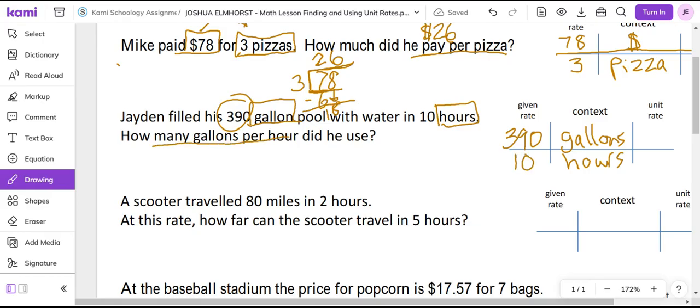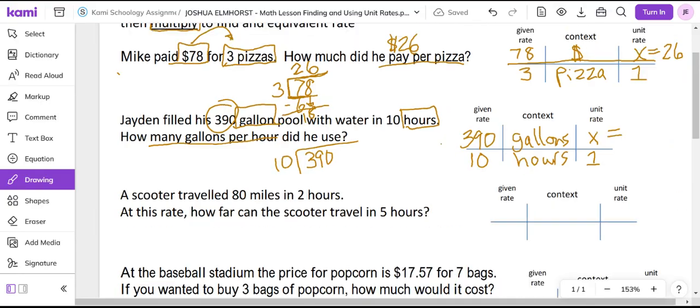So how many gallons per hour? So per hour means we're going to put a 1 down here. And then how many is our X, the unknown? So 1 times 390 divided by 10. Cross products is going to show us that we do need to divide. So we have 390 divided by 10. Let's take about 30 seconds. Go ahead and divide that out.